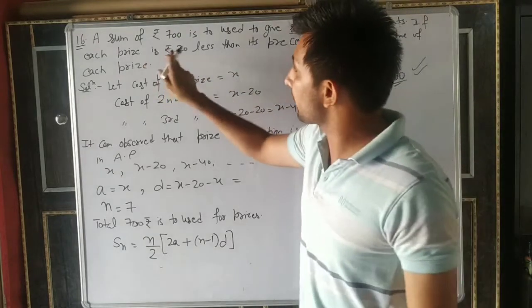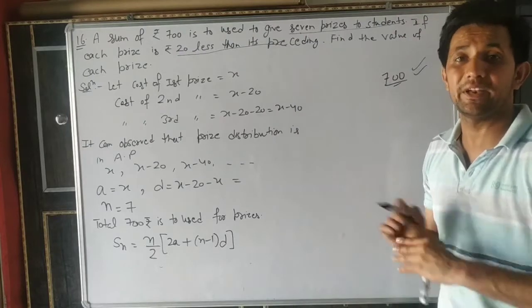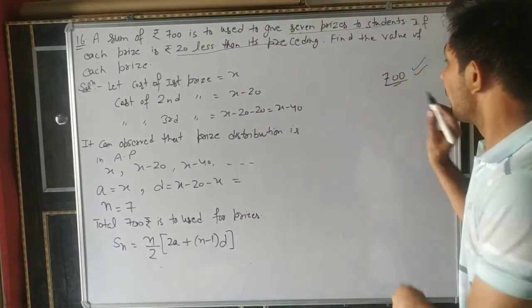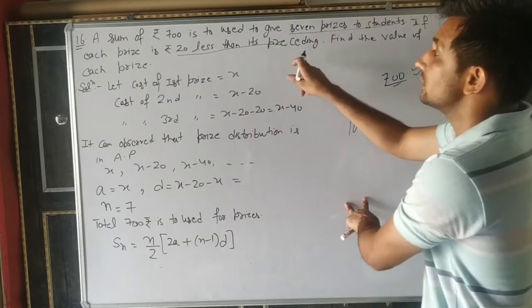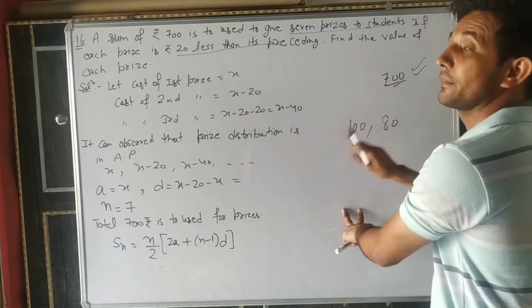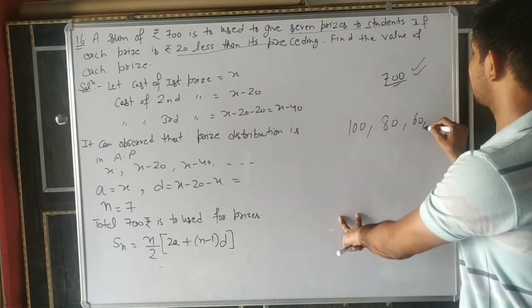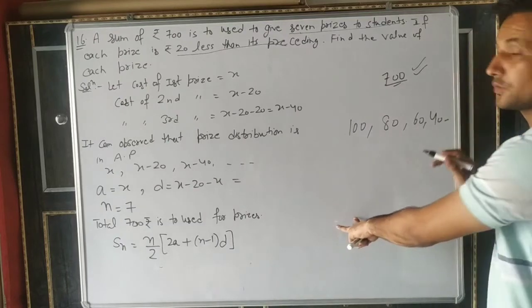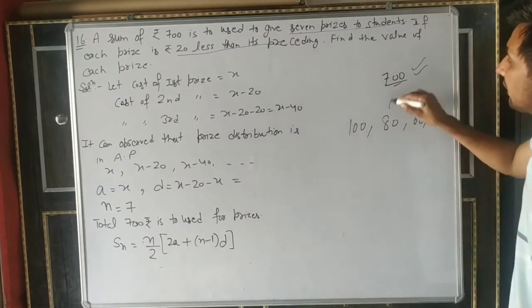If each prize is 20 less than its preceding one. What is the meaning of preceding? It means before. If the first student is getting 100, the next is 20 less, so 80. 100 minus 20, next is 80 minus 20, which is 60. Next is 40, like this. But the sum of all these prizes is 700.